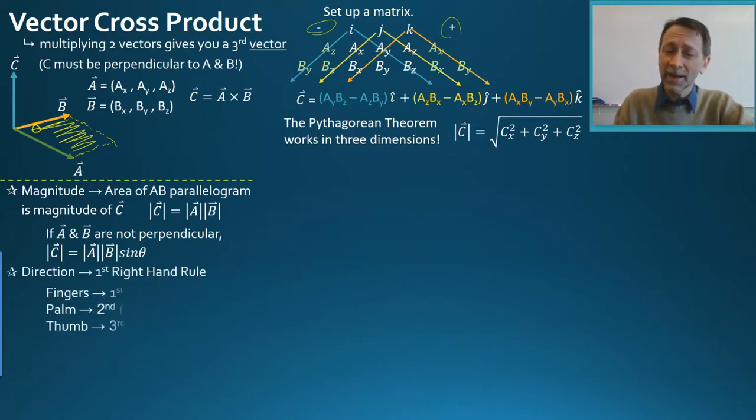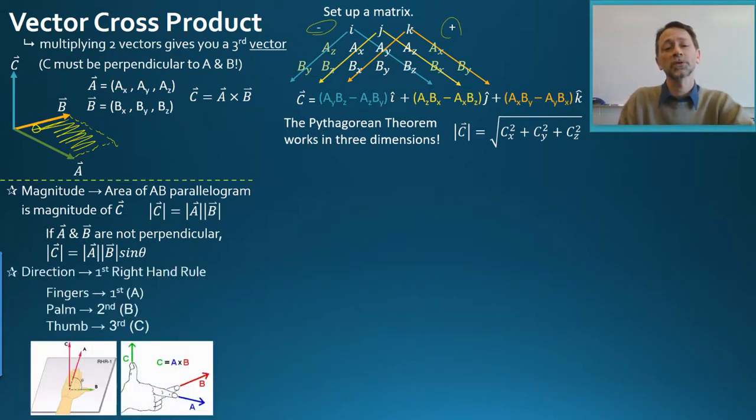Now, to find the direction, we would have to use what we call the first right-hand rule. And for some of you, you just had seizures, because that takes you back to when we studied magnetic forces and magnetic fields. I shoot a particle into a magnetic field. What direction is the force acting on the particle? Well, that was really a vector cross product. We just didn't call it that at the time.